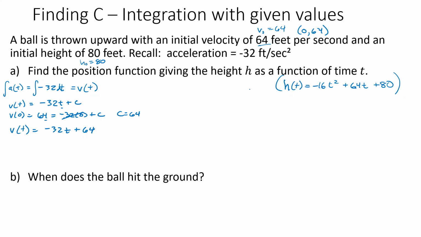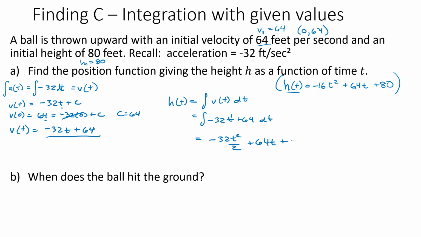Next, if we want to know the position, and I guess we're using h, so h of t, the position, is the integral of the velocity, because remember velocity is the derivative of h. So if we take the integral, that brings us back to our position. So if we take the integral of the velocity function we got right here, negative 32t plus 64 dt, we add 1 to the exponent, so we'd get negative 32t squared over 2 plus 64t plus a constant. That gives us our h of t.